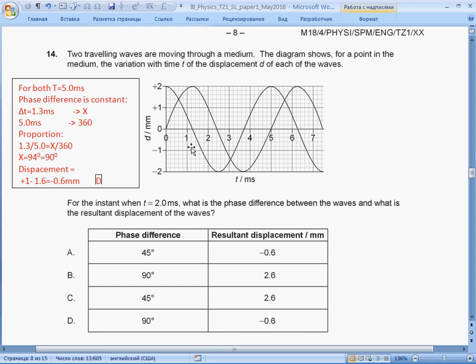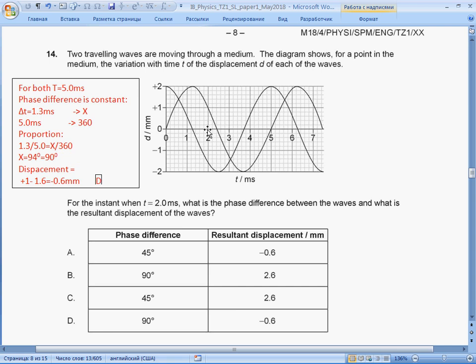So what we see is that the waves have the same period, it is 5 milliseconds, there is only a time shift. This time shift we will convert into phase difference. If the period of 5 milliseconds corresponds to 360 degrees, then a time shift of 1.3 milliseconds, which I read here, will be x degrees. So making a proportion, we find that it is about 90 degrees.